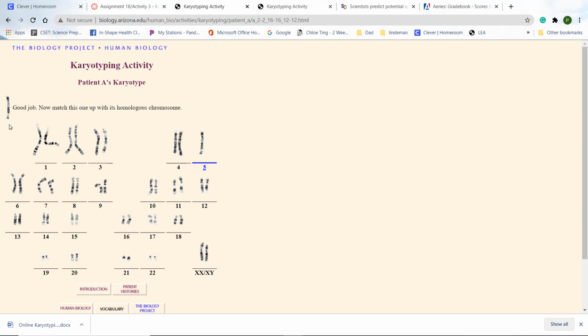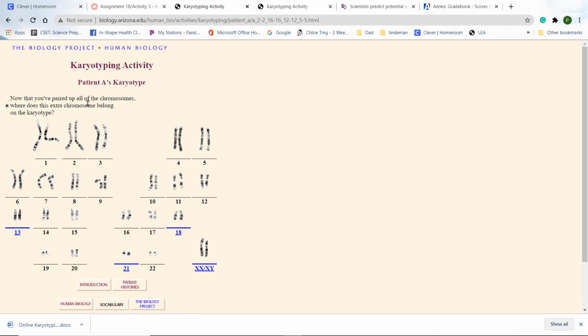And then finally we're on our last one, and that looks like it's about the right size. So now you have paired up all the chromosomes. Where does this extra chromosome belong? Because we have all these chromosomes banded up, so there's 46 chromosomes here. But there's an extra one that this fetus had. So where does it go?